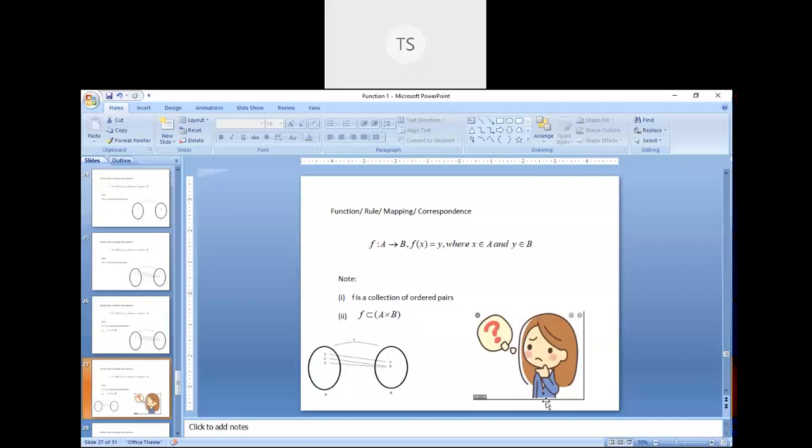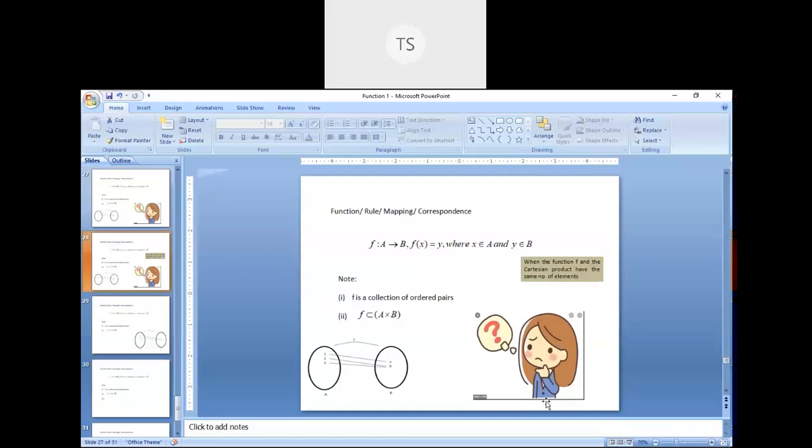She has a question. She was thinking about when the function f and the Cartesian product have the same number of elements, because in this figure we are getting only three ordered pairs for this function f and six ordered pairs for that particular Cartesian product A and B.